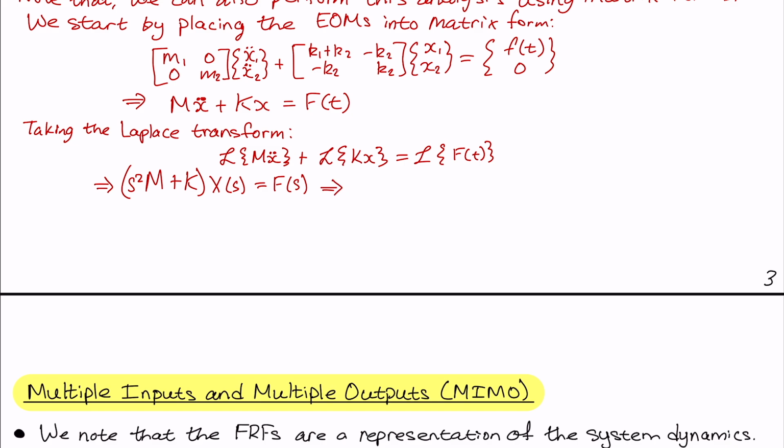Such that X of s is going to be equal to the inverse of s squared times m plus k, the inverse of that, times F of s.